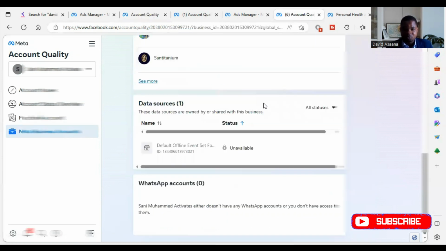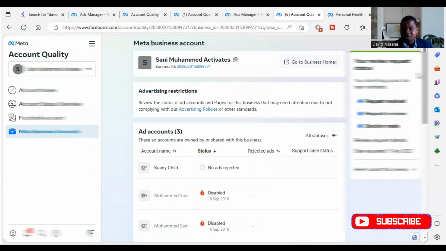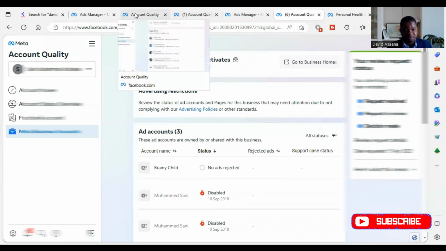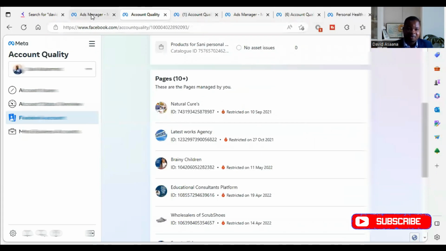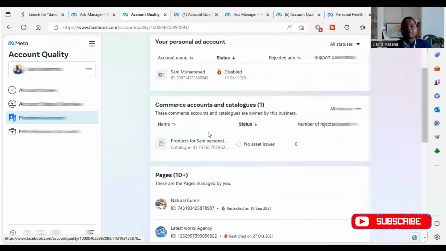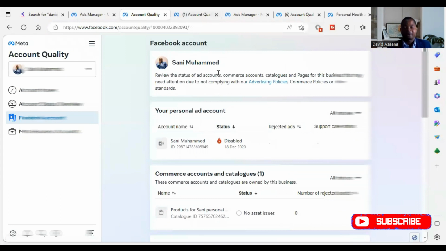Now, I want to also show you that one of the business managers that was restricted, I have reinstated it, as you can see on the screen. Your review request status: your advertising access has been reinstated. So this one has been reinstated. The user account has also been reinstated. And even some of the pages I've reinstated. It's left with the rest of the pages, and I'm reinstating them one by one.